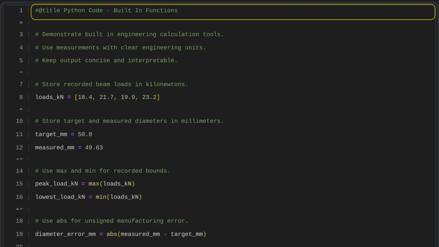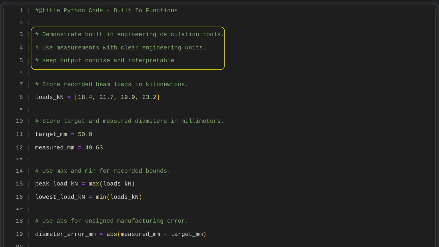Python code, built-in functions. Use the built-in engineering calculation tools to produce clear, concise results. Include measurements with appropriate engineering units and present outputs in a way that is easy to interpret.